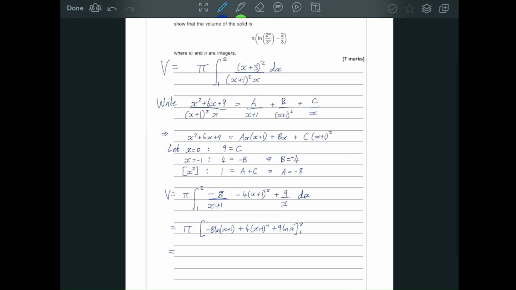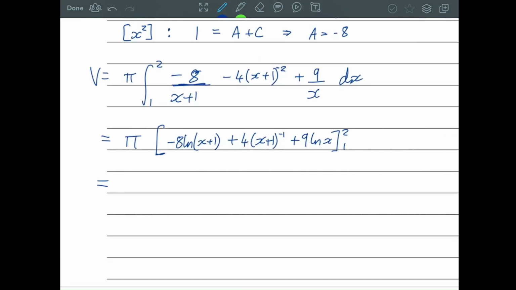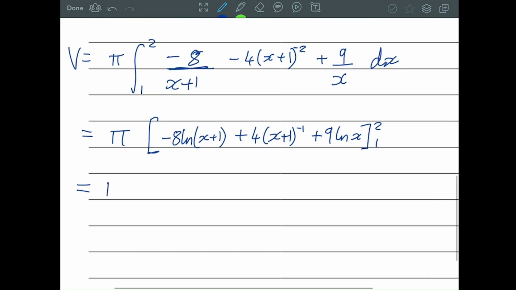I'm going to glance at the answer. I'm feeling happy because I can see a lot of the things which are turning up. We just need to actually complete it all the way. So we've got pi lots. So let's sub in 2 first. That's going to be minus 8 ln 3. If I sub 2 in there, that's going to be plus 4 thirds. If I sub 2 in there, 9 ln 2.